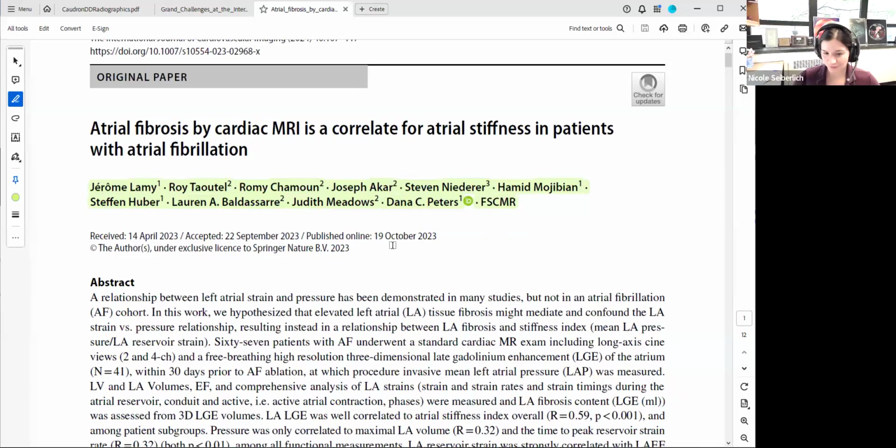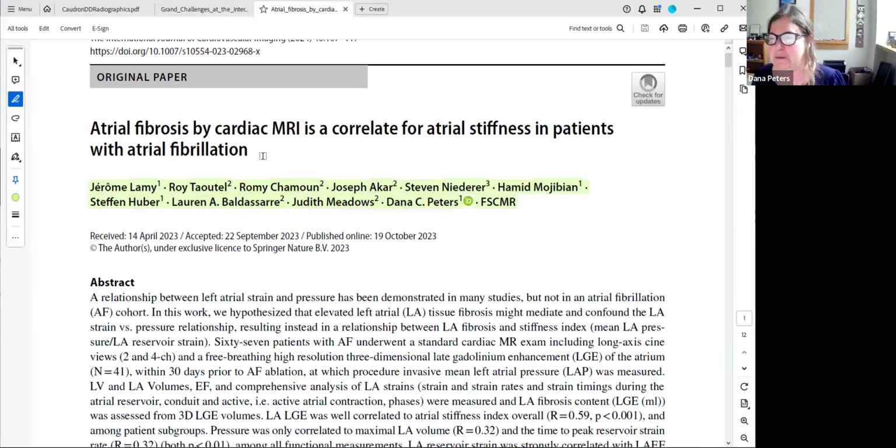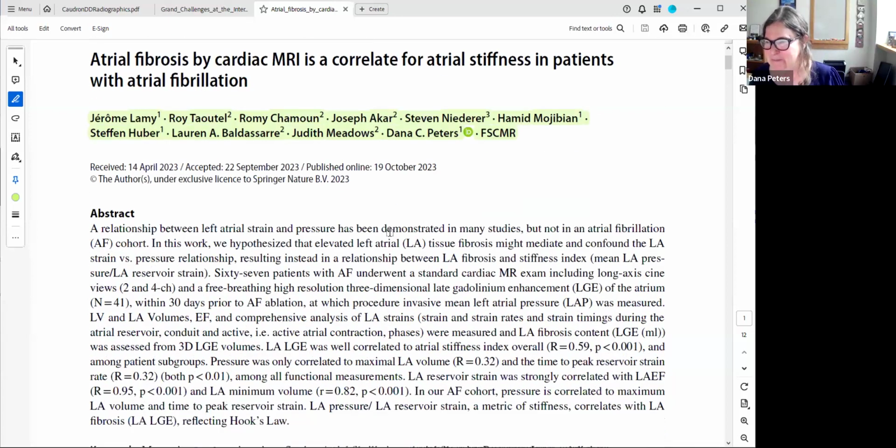So thank you for letting me present. This is a paper that was written by Jérôme Lamy, who isn't here, but he was the main author, and it's a collaboration with cardiologists and a radiologist and electrophysiologist, and we also have a biomechanical modeler that was giving us some help with this paper.